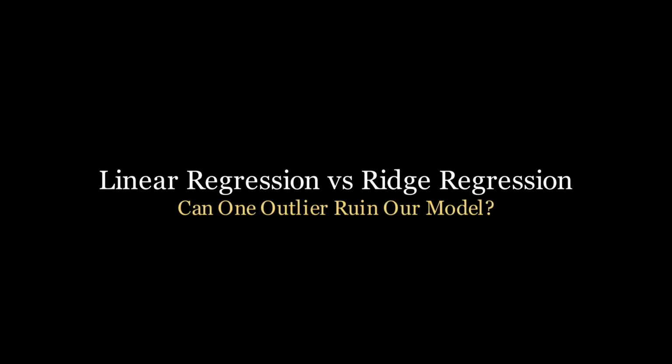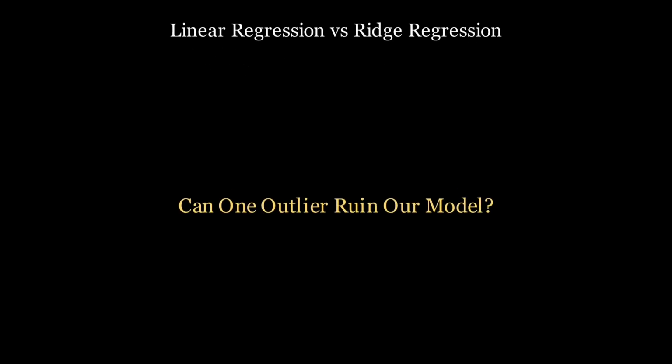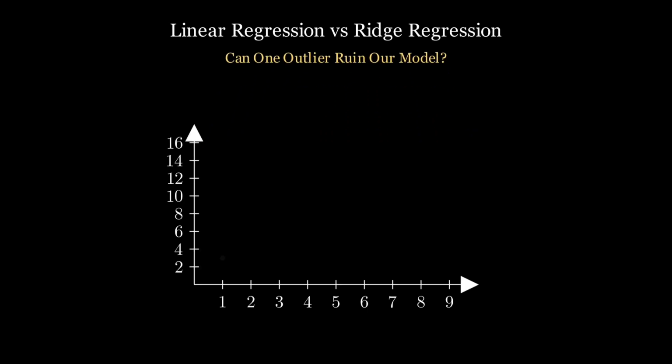Imagine we have a set of data points. Our goal is to find a line that best represents the relationship between them. This is the fundamental idea behind linear regression. But here's an important question. What happens when the data contains an unusual point, also known as an outlier? Can a single point completely change our model?